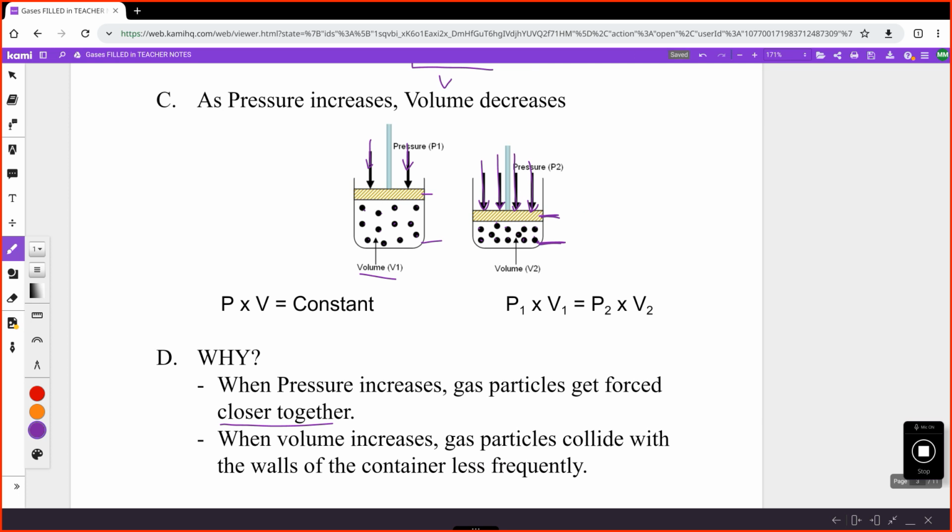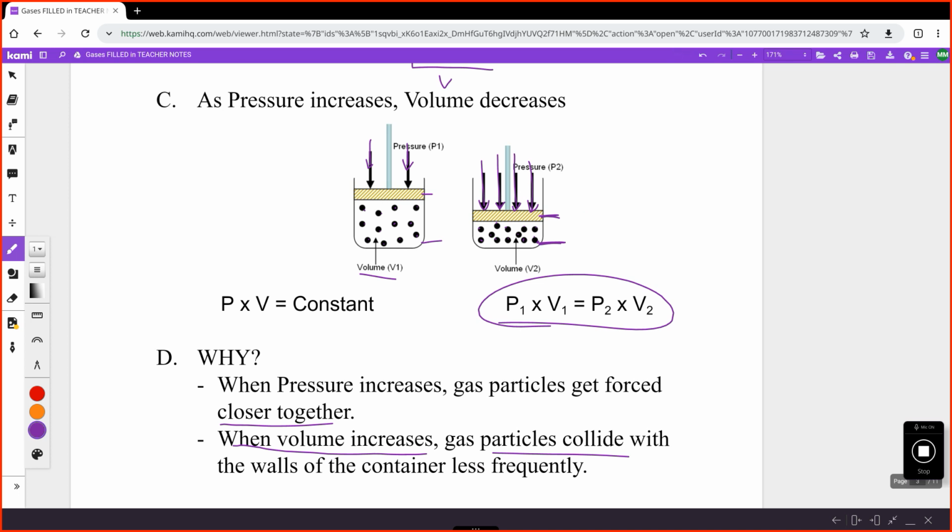And on the flip side of it, if the volume is increasing, that's because the gas particles aren't colliding. They don't have as much force. This constant right here is the constant that you would need to do math for this question.